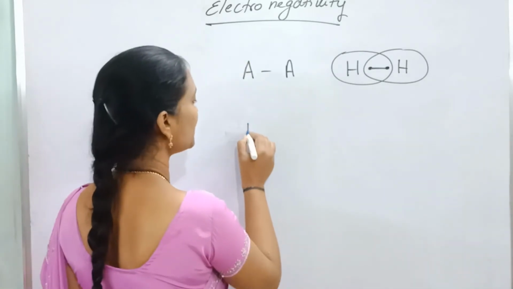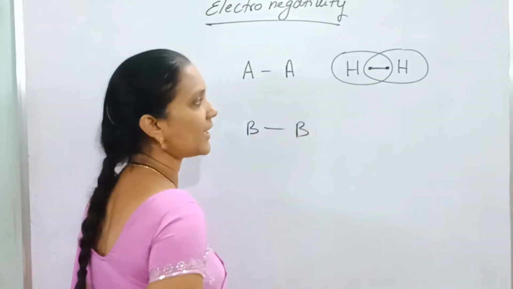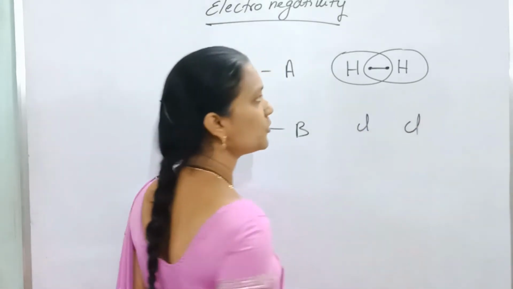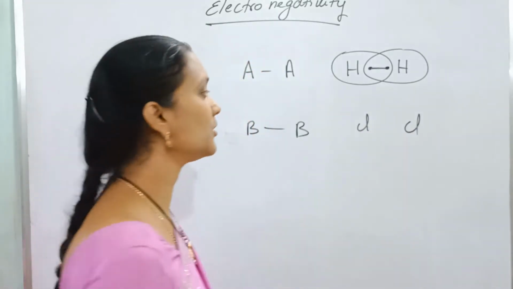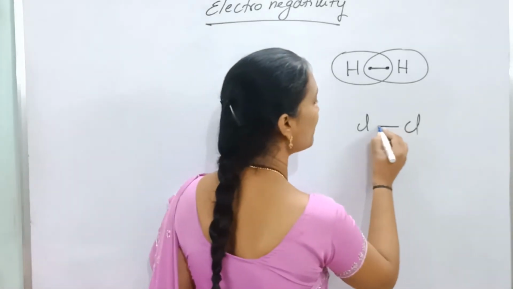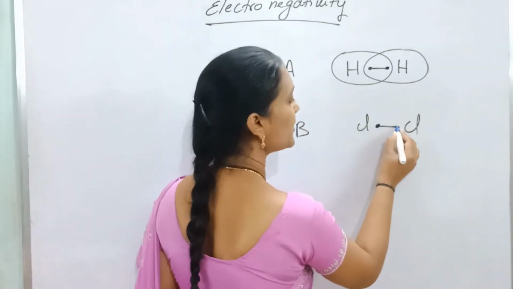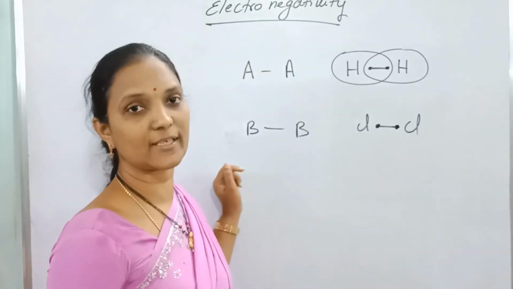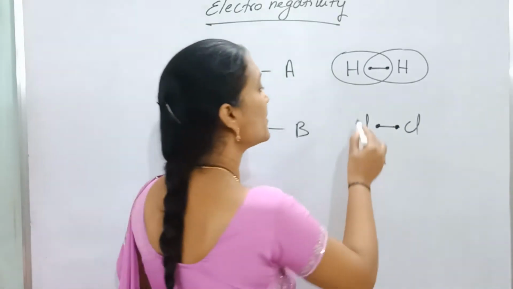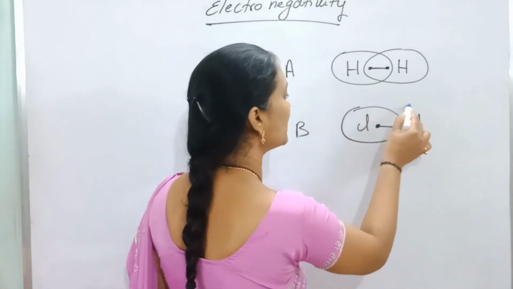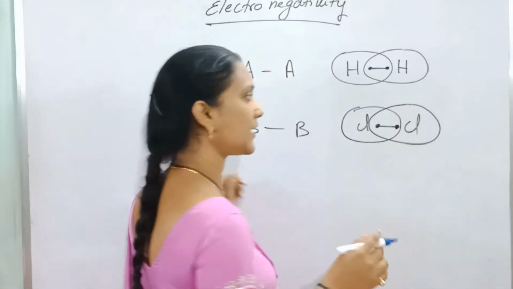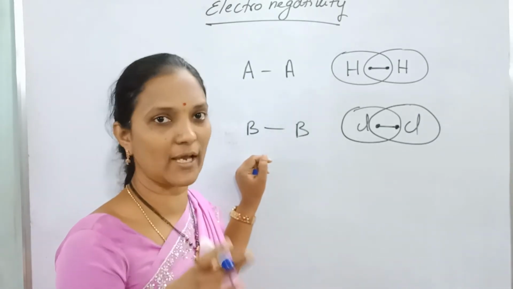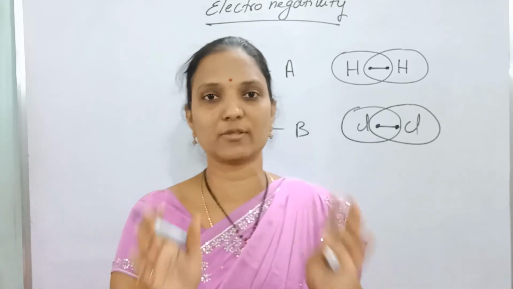Like that, take two identical atoms bonded with each other, for example chlorine. In the Cl2 molecule, two chlorine atoms are bonded by one covalent bond. Nothing but here also one bond pair is present. Now both are chlorine atoms, both are identical atoms. So the attractive forces are equal. This side chlorine, that side chlorine, the attractive forces are equal. So the bond pair exists at the center of the two chlorine atoms.